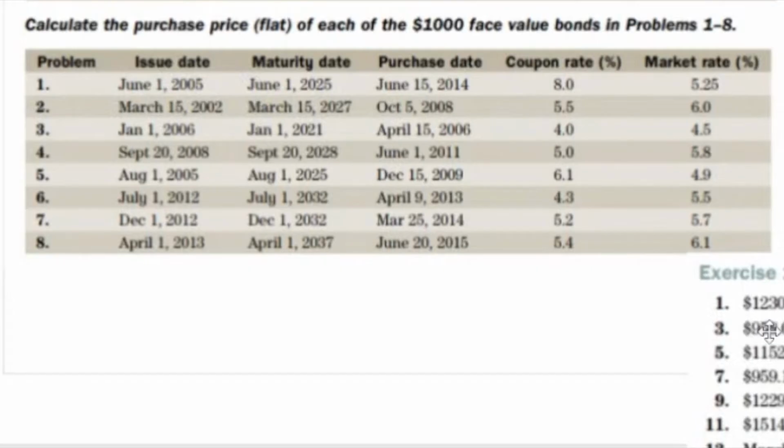Number 3, I have an answer for number 3 there. So I'd like you to take a look at number 3. The issue date was January 1st, 2006, and the final date when the bond comes due is January 1st, 2021. Okay, so from 2006 to 2021.